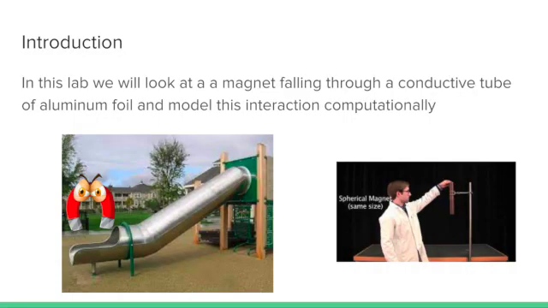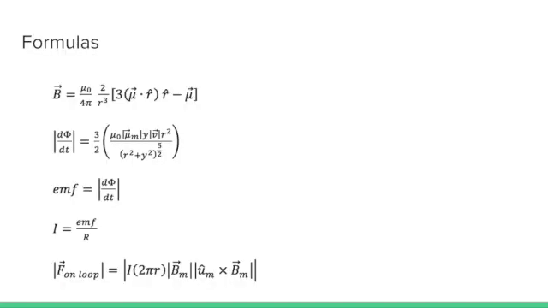In this lab, we will look at a magnet falling through a conductive tube of aluminum foil and model this interaction computationally. Here are a few formulas that we'll need to know throughout this lab. First, calculating the magnetic force, and then we have the derivative of flux with respect to time, and then we have the EMF equation, and then we have an equation for current, and then we have force on a loop.